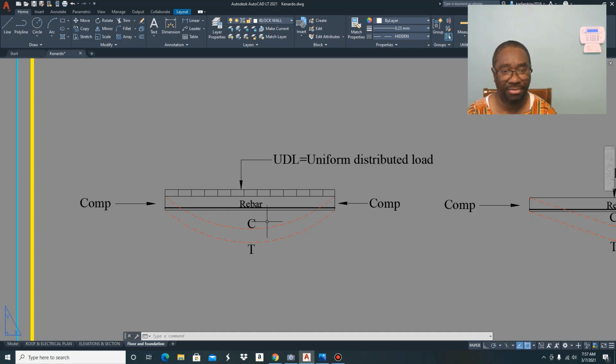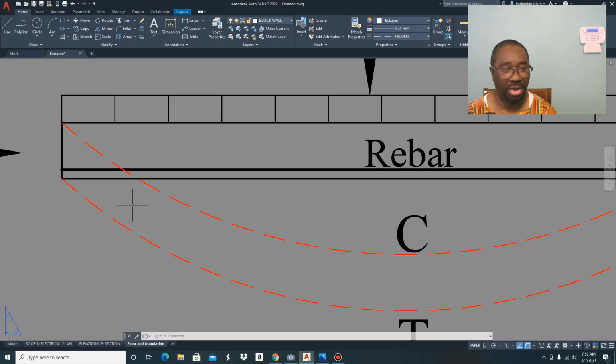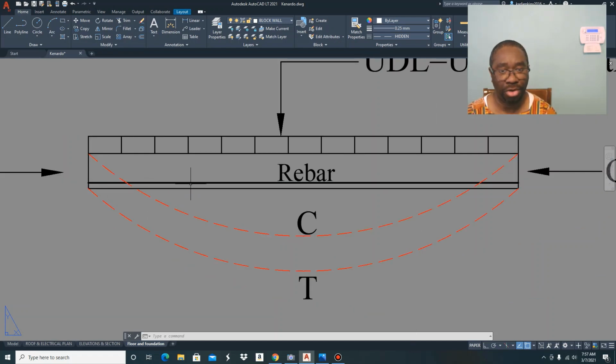Now, as I stated before, concrete is weak when resisting tensile forces, but strong when resisting compressive forces. Always remember that. Concrete is weak in tension, but strong in compression. That is why we put this reinforcing bar at the bottom of the concrete, not in the middle of the concrete, but at the bottom or close to the bottom, barring your concrete cover.